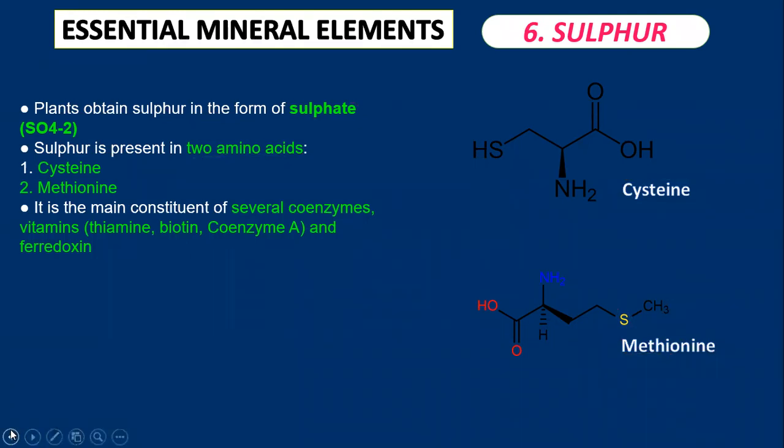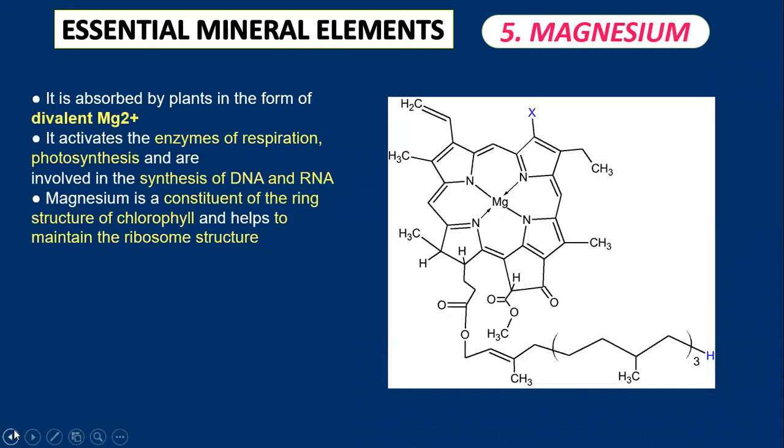Okay. So what all things have we studied? We have studied sulfur, sulfate ion, cysteine and methionine, several coenzymes, vitamins, and ferredoxin.